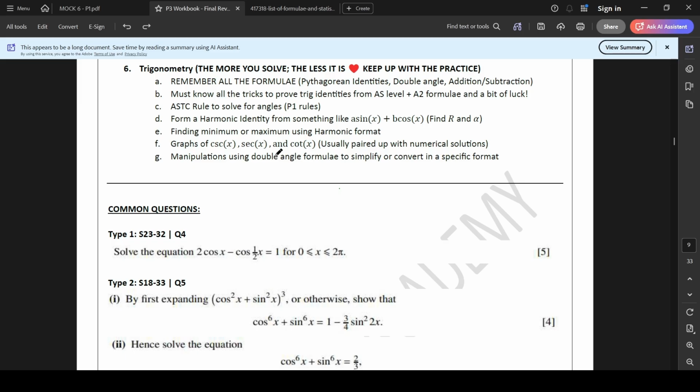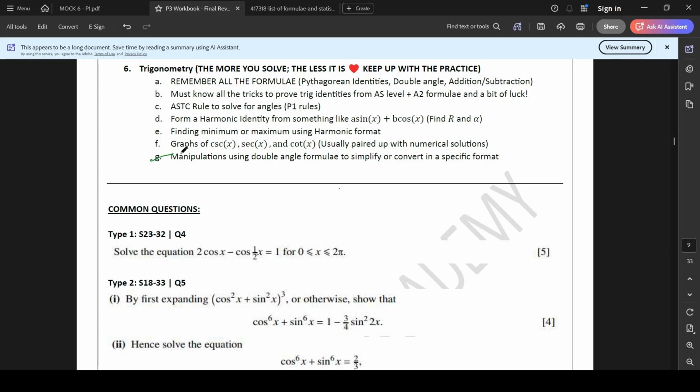And usually you will see this kind of graphical question is paired up with numerical solutions. They'll ask you to draw either the graph of sec x, sec 2x, then they'll ask you for a straight line or whatever other graph, and then ask you to prove that there is one point of intersection in the given domain. This kind of question is where mostly the graphs are tested in P3. But regardless of that, you should be very well versed with these graphs and remember your AS level graphs very, very well.